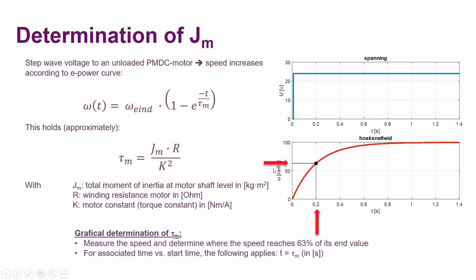So again, by looking at the 63% value of the motor speed, we can look at the time, and the time difference between that time and the starting time equals the time constant tau m over here. So now we have tau m, we have R, we have K, and we can calculate the motor inertia J. Alright, 3 parameters left.